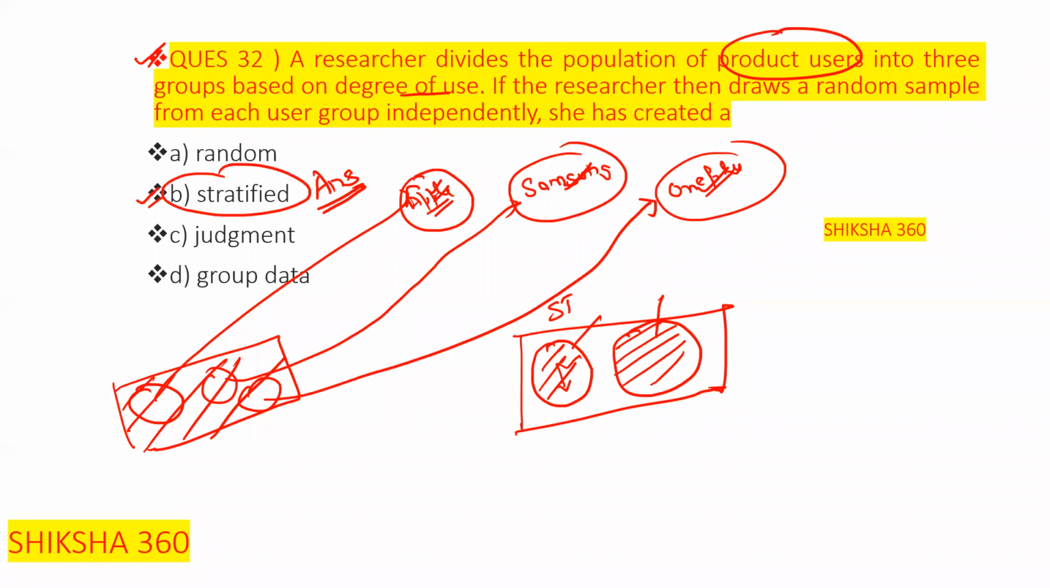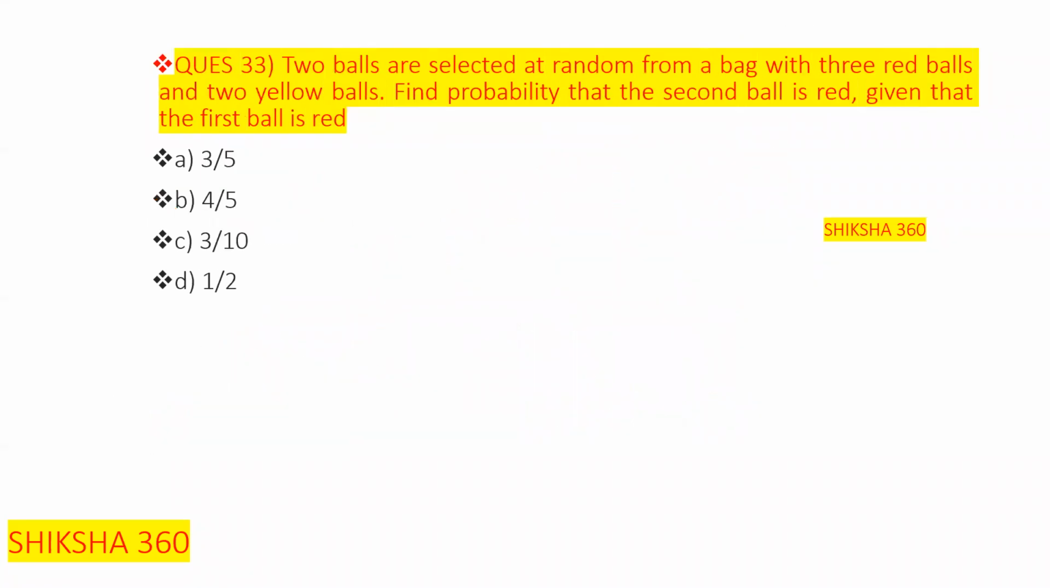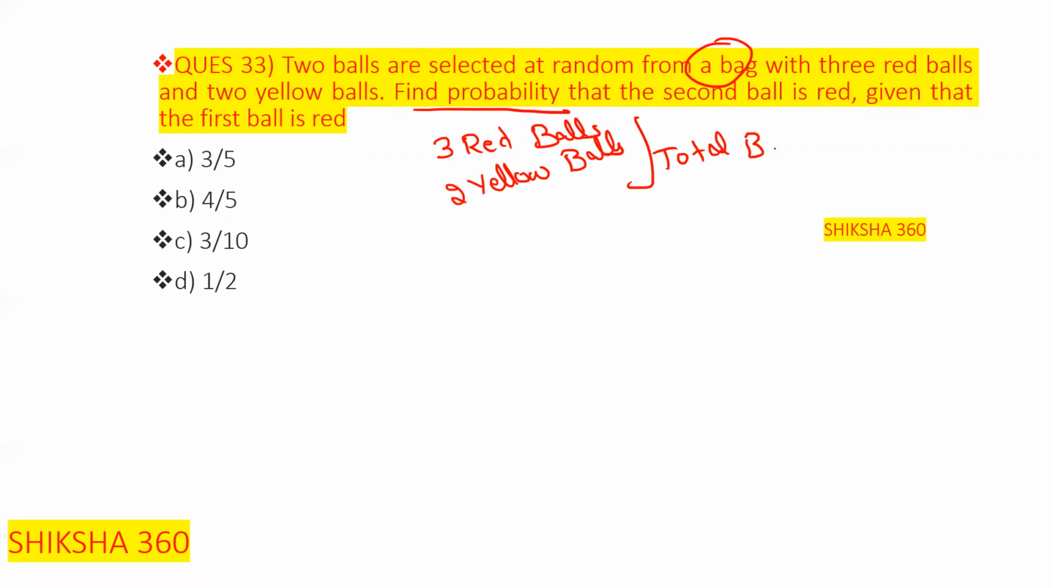Now move to the next question, question number 33. This question is also based on probability. Two balls are selected at random from a bag. There are 3 red balls and 2 yellow balls, total 5 balls. Find the probability that the second ball is red.